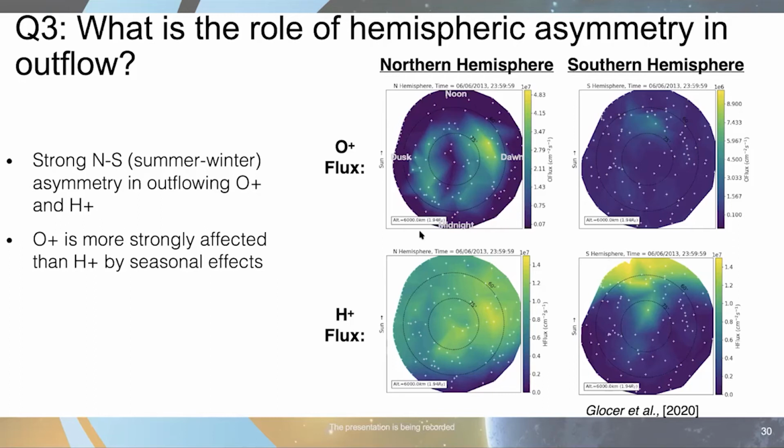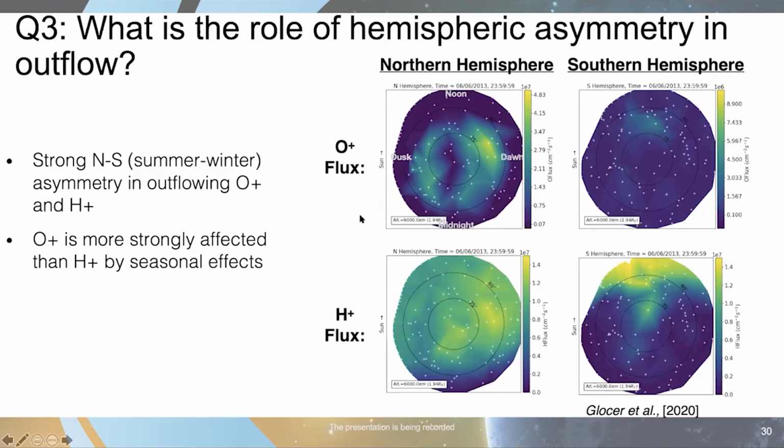And so what we find then is that we get stronger O plus flux and stronger H plus flux in the northern hemisphere. And we get weaker O plus flux and weaker H plus flux in the southern hemisphere. Now, if you look carefully at the color bars, you see they're not exactly the same. And if you pay attention to that, you see that actually the O plus is much more strongly affected than the H plus. And so this means that you get more total outflow in the northern hemisphere, and a higher fraction of that is O plus. You get less total outflow in the southern hemisphere, and a larger fraction of that is H plus.